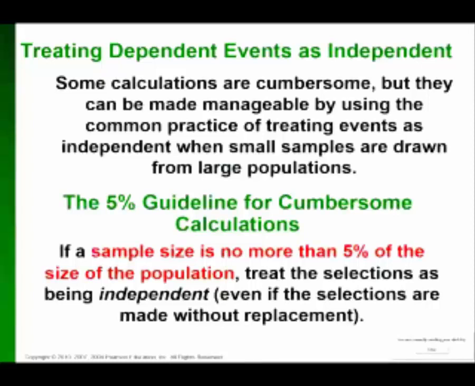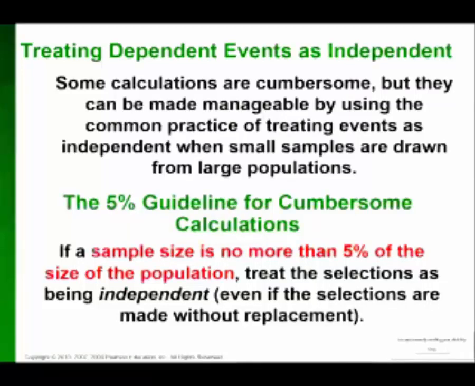As long as your sample is less than 5% of the population, as long as you're taking a small sample from a big population, then you can play like the events are independent and it's really not going to affect your calculation much. So you could play like you're putting the blue marble back and the probability stays the same. You can only pretend that they are independent if your sample size is less than 5% of your population.